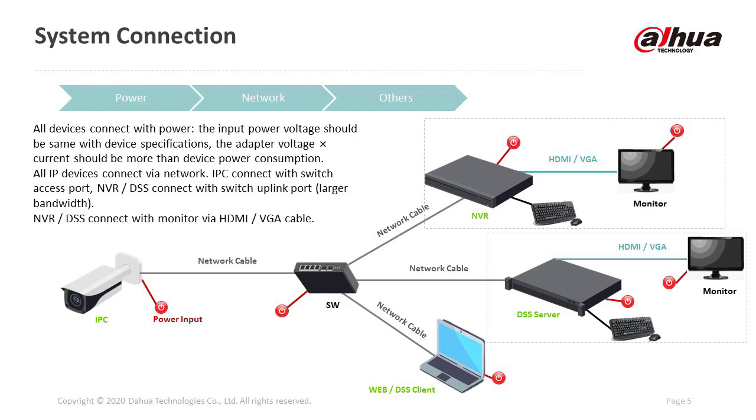All IP devices connect via network. IPC connects with the switch access port. NVR and DSS connect with the switch uplink port, which has larger bandwidth. NVR and DSS connect with the monitor via HDMI or VGA cable.